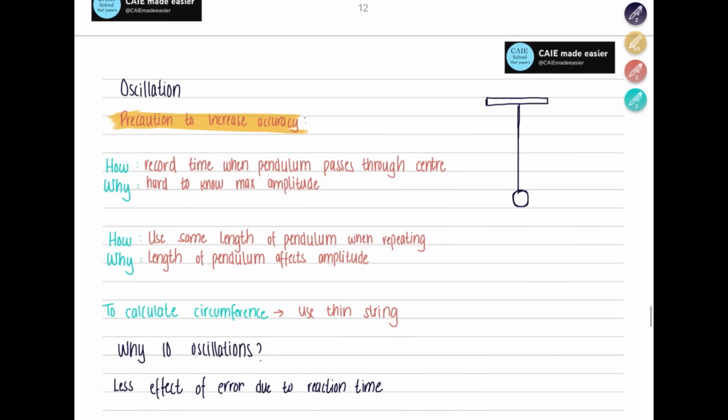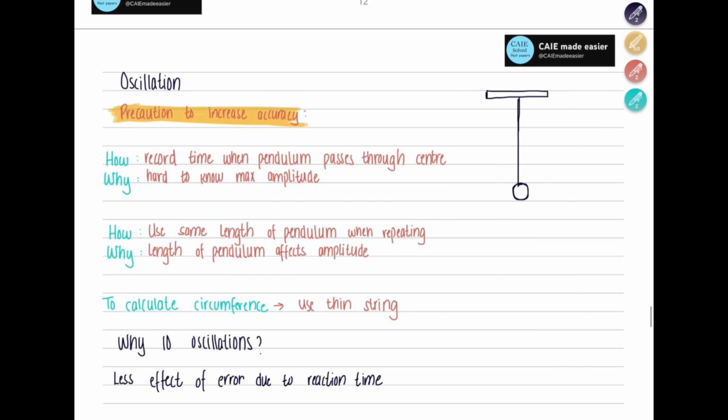Now we can have an oscillation experiment as well. In oscillation, we have a pendulum. We have a bob hanging from a pendulum. It's moved to a certain height and it's allowed to swing back and forth. When the bob moves to the maximum height, it can be hard to identify what the maximum height is. So record the time when the pendulum passes through the center. So this goes there, there, and maybe back there. Maybe you can measure that time.